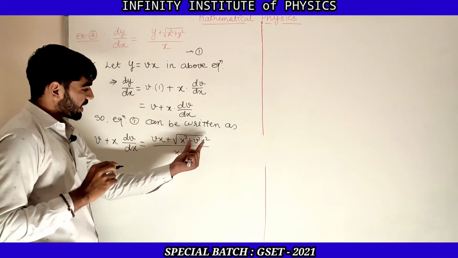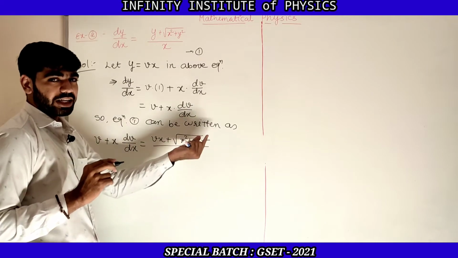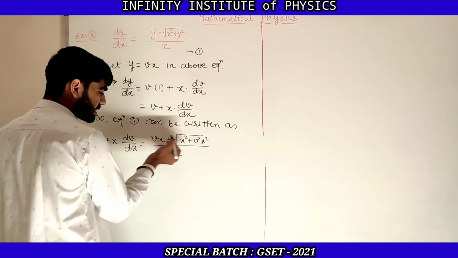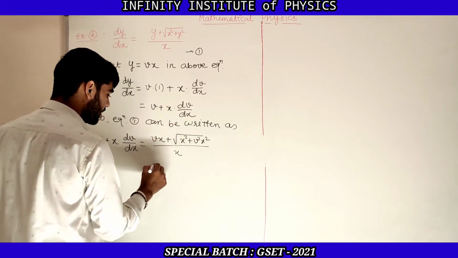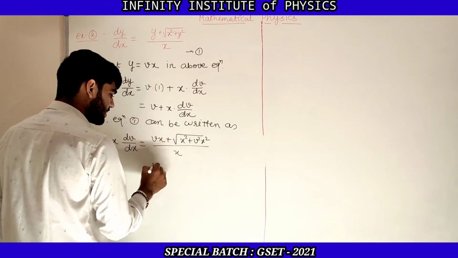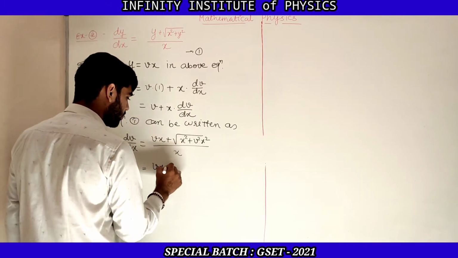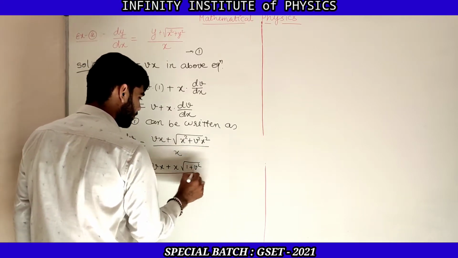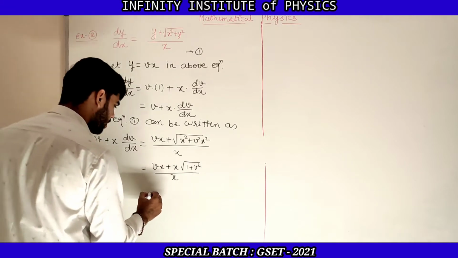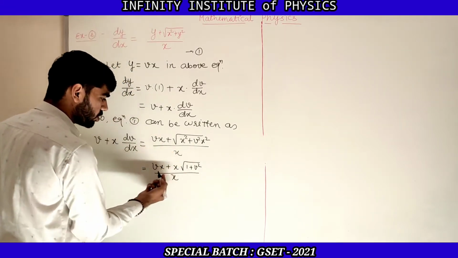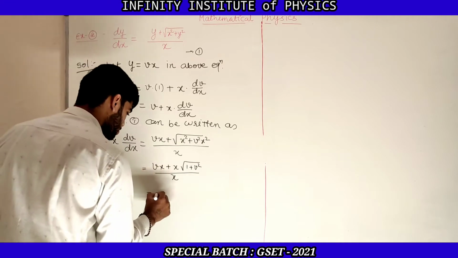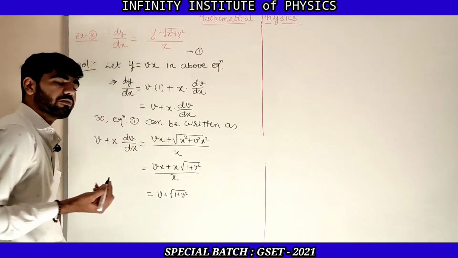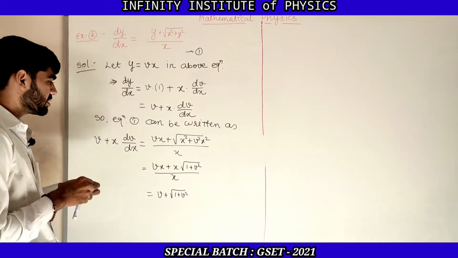Now let us take x square common from the square root. If we take the square common from the square root, it will come out as only x. Writing it as vx plus x square root of 1 plus v square, upon x. Now let us take x common from both the terms, and then x will cancel out. So this is only v plus square root of 1 plus v square.